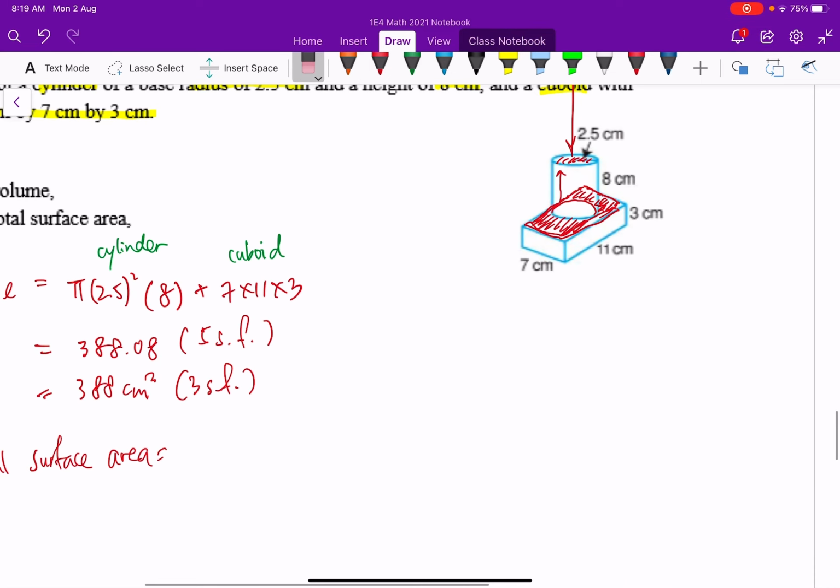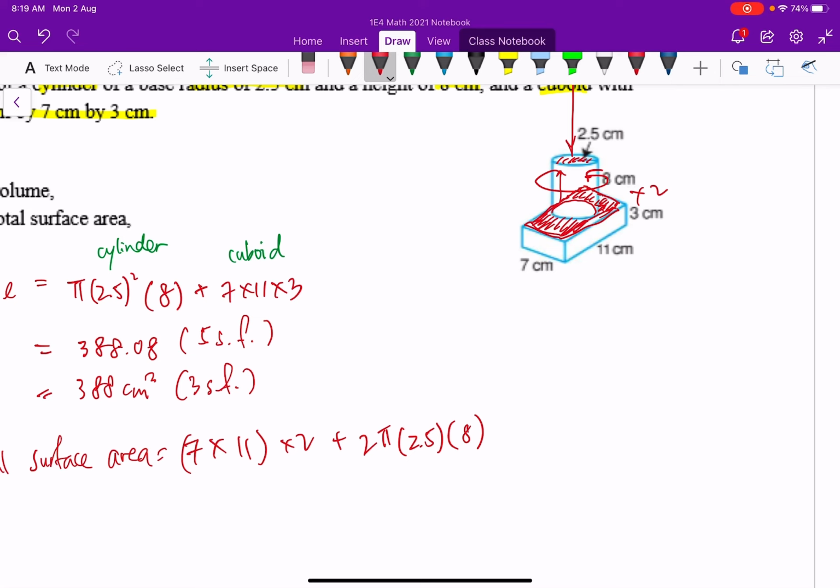So I just need to calculate 7 times 11. I'll calculate the rectangle at the top. But how many rectangles are there? There are 2 of them, because there is 1 at the bottom also. Then I need to calculate the curved surface area. Remember the formula is 2 pi r times h.